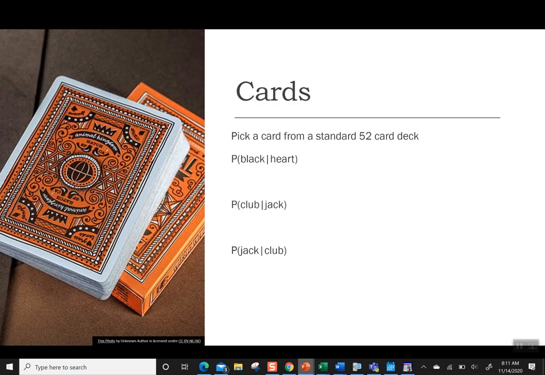Okay, let's look at some conditionals with cards. So we're going to pick 1 card, not 2, from a deck of 52, and we're going to say what's the probability that it's black given it's a heart. Okay. Well, there are 13 hearts, but all hearts are red, so there's a 0% chance that we got a black card. And then I said club given jack. Well, there are 4 jacks in the deck, and one of them would be a club.